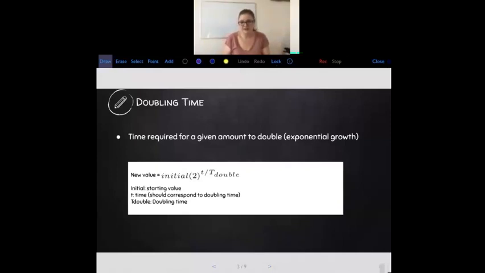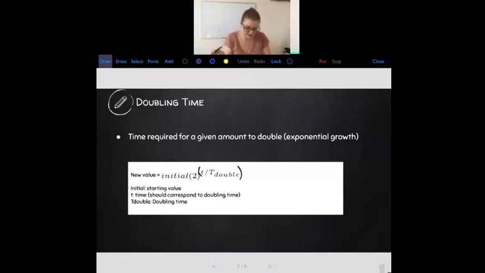This is an example of exponential growth where our amount is doubling. The formula is given as our new value is equal to our initial value times 2 raised to the little t divided by the doubling time. Notice this entire expression is the exponent of 2.